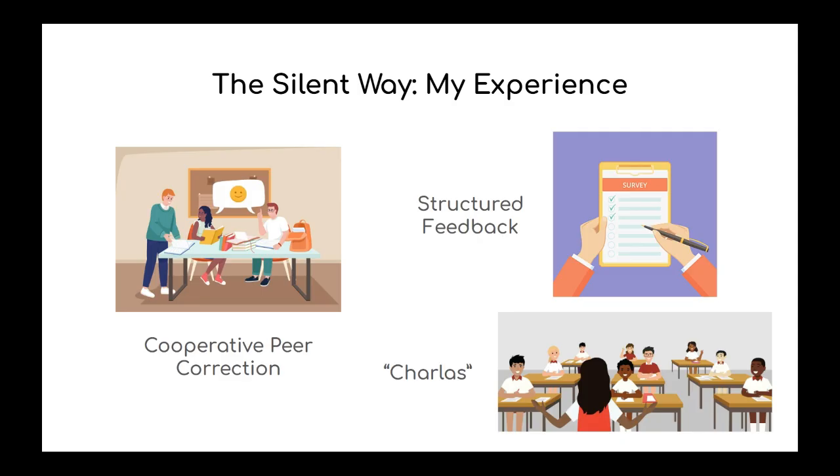So, to start, I picked cooperative peer correction as one of my experiences. This was noted as an aspect of the silent way, and in my experience, this looked like switching papers with fellow classmates and getting feedback from peers prior to turning in assignments for grading. So we were trying to help out each other before we actually had to turn in our work for a grade.